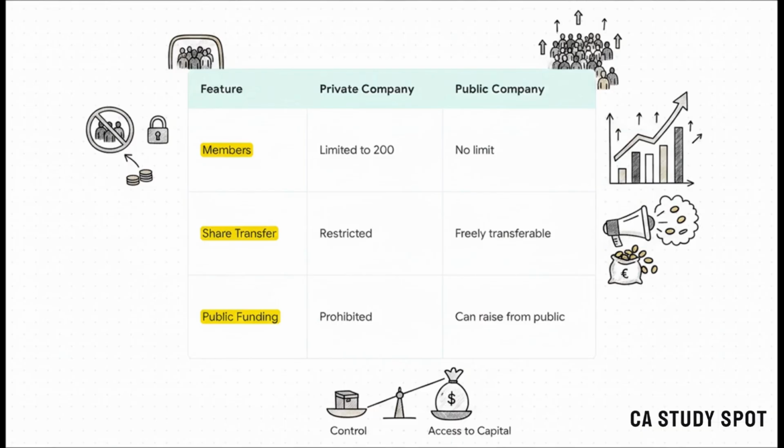A public company, no limit on members, and anyone can buy or sell its shares. It's all about access to public money. So it's really a classic trade-off. Do you want tight control, or do you want easier access to cash for growth?